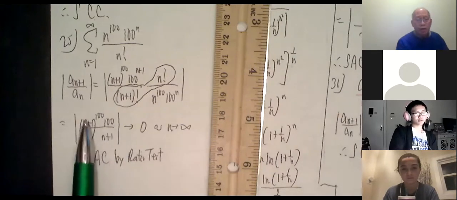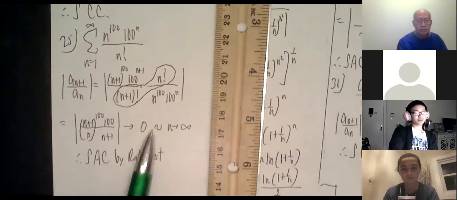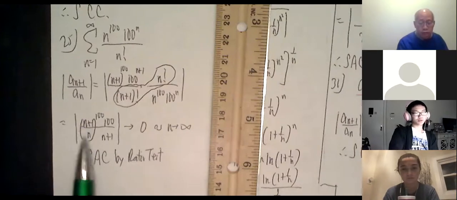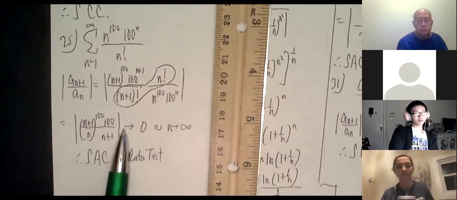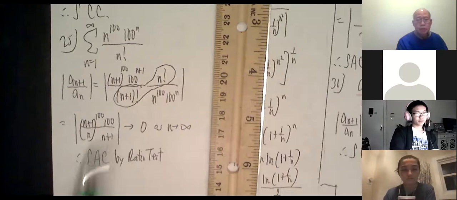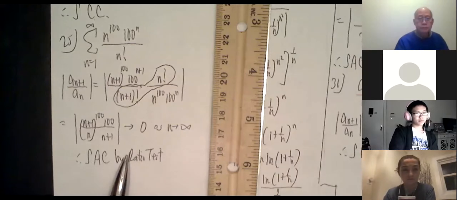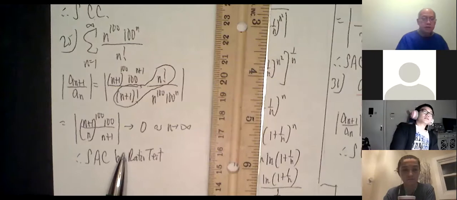All right, now what happens to this as n approaches infinity? This approaches 1, right? 1 to the 100, but this goes to 0. So the series is absolutely convergent by the ratio test. Okay. All right, the problem's actually finished, but I'll dig deeper.